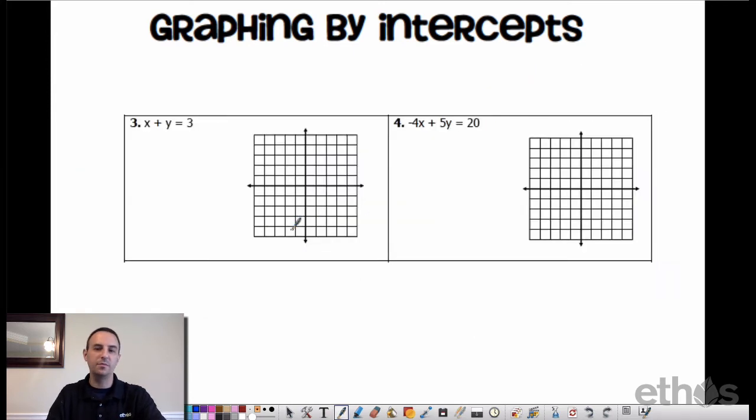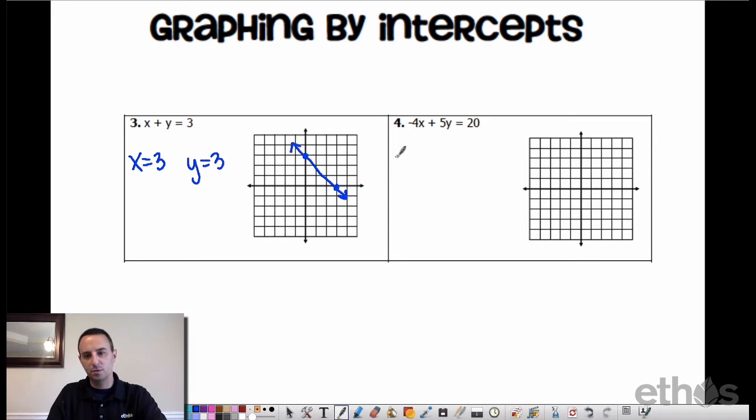So let's practice about 2 more of these, and then I'm going to ask you to try one on your own. Okay, so x is equal to 3 and y is equal to 3. Oh, I love it when there's no coefficients on these. So x is 3, y is 3. There's my line. Couldn't have been simpler and quicker.